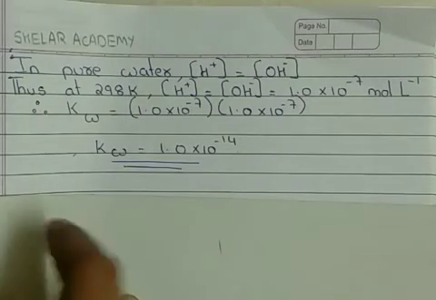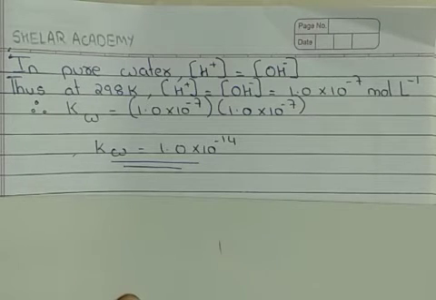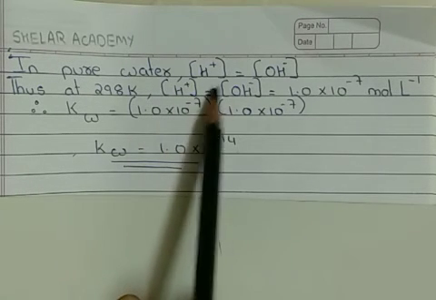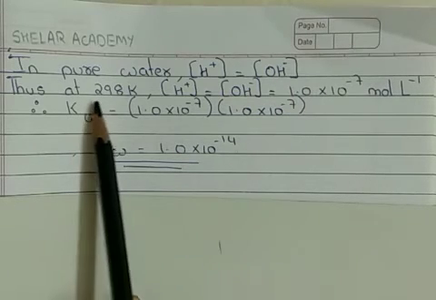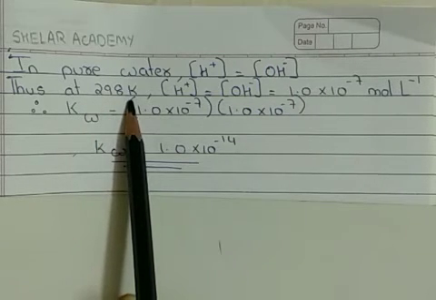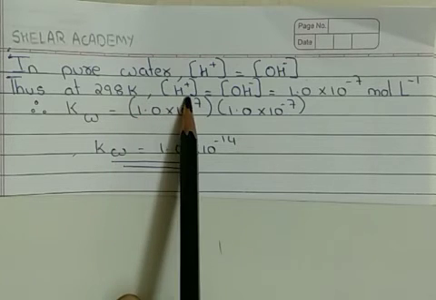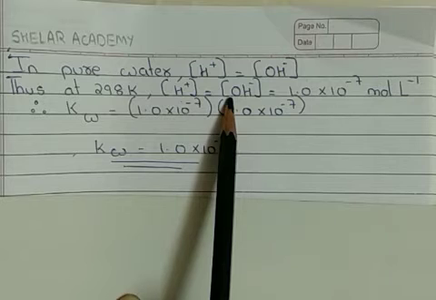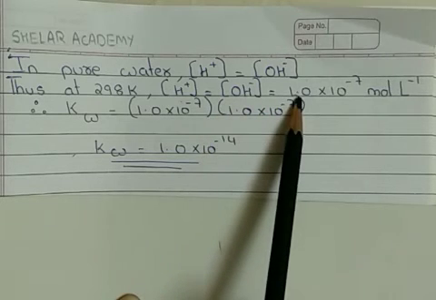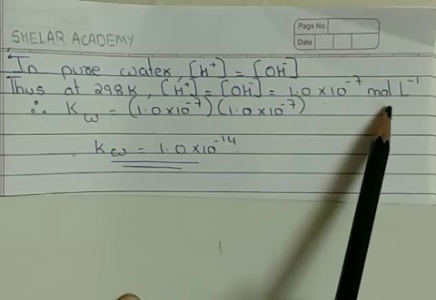Now we know that pure water is a neutral solution. So the concentration of H+ ion is equal to the concentration of OH- ion. At 298 Kelvin, that is nothing but our room temperature, 25 degrees Celsius, we find that the concentration of H+ ion is equal to the concentration of OH- ion, which is equal to 1.0 into 10 raised to the power minus 7 mole per liter.